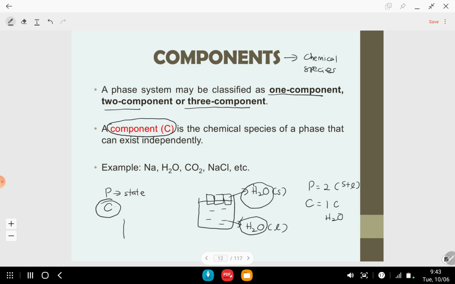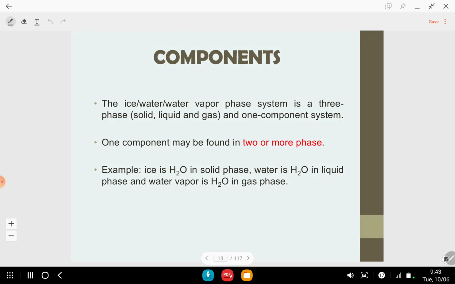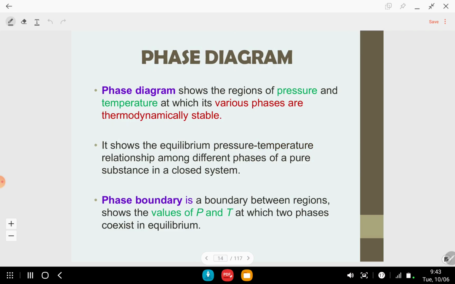For example, again, here we have a mixture of two immiscible liquids. We have oil and H2O. The state here is two phases, both liquids. But for the C, we have oil and H2O. Two components. We have oil and water, so we call them components. Now we look at the phase diagram.